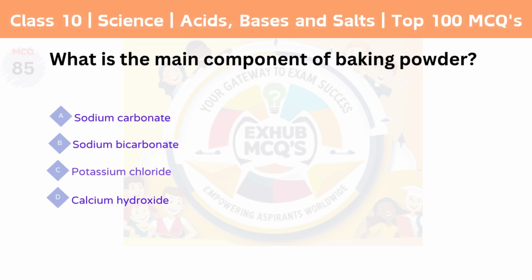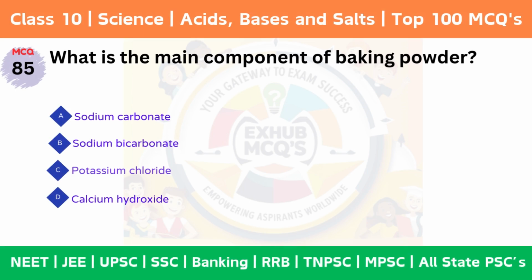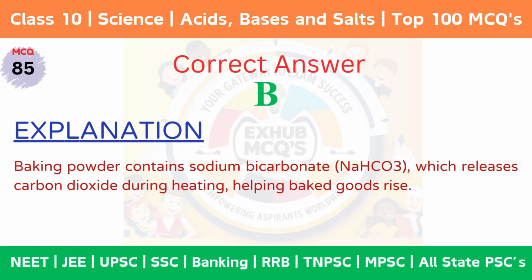MCQ 85. What is the main component of baking powder? Option A, sodium carbonate. Option B, sodium bicarbonate. Option C, potassium chloride. Option D, calcium hydroxide. The correct answer is option B, sodium bicarbonate. Explanation. Baking powder contains sodium bicarbonate, NaHCO3, which releases carbon dioxide when heated, helping baked goods rise.